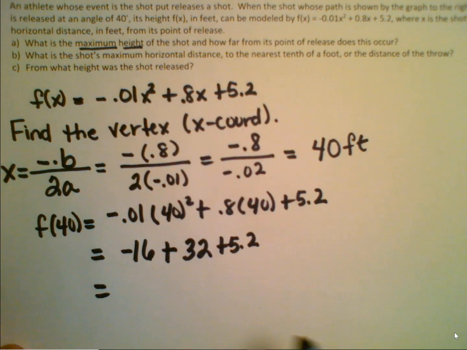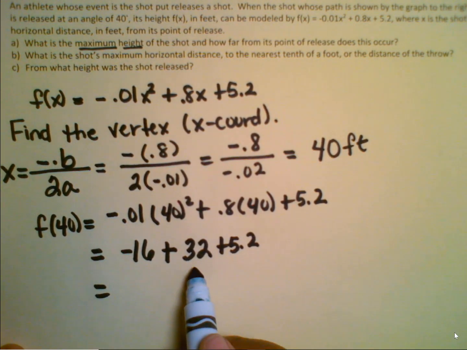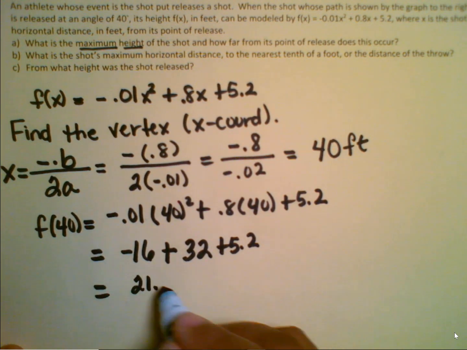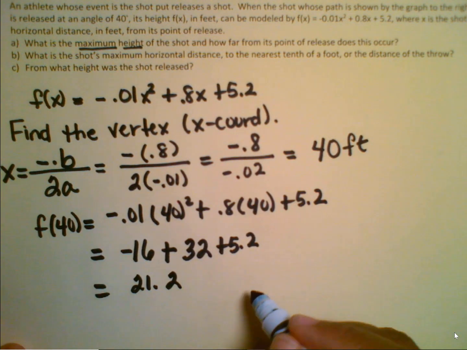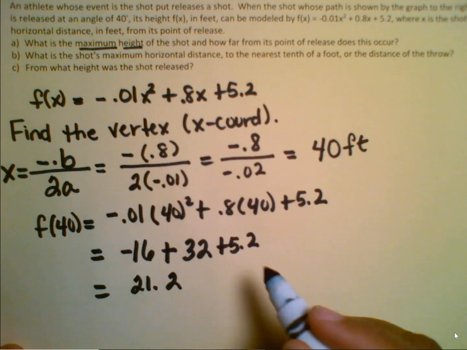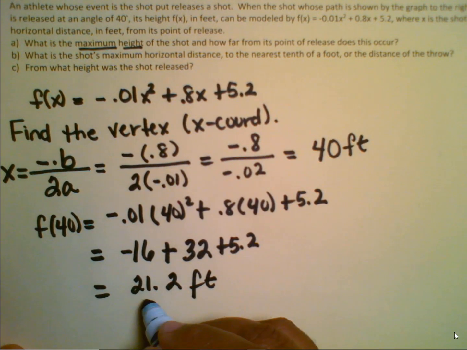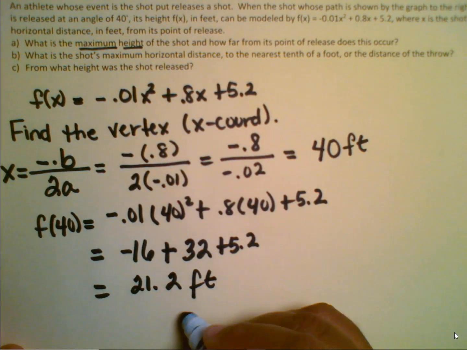And we add those together. Negative 16 plus 32 is 16, plus 5.2. That gives us 21.2. Okay? So the maximum height is 21.2 feet. This is the maximum height.